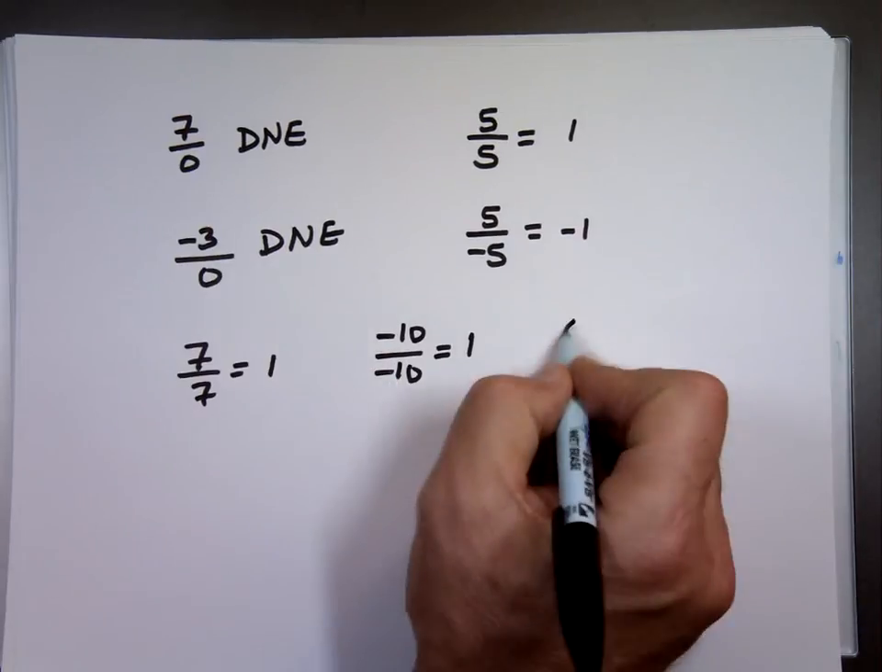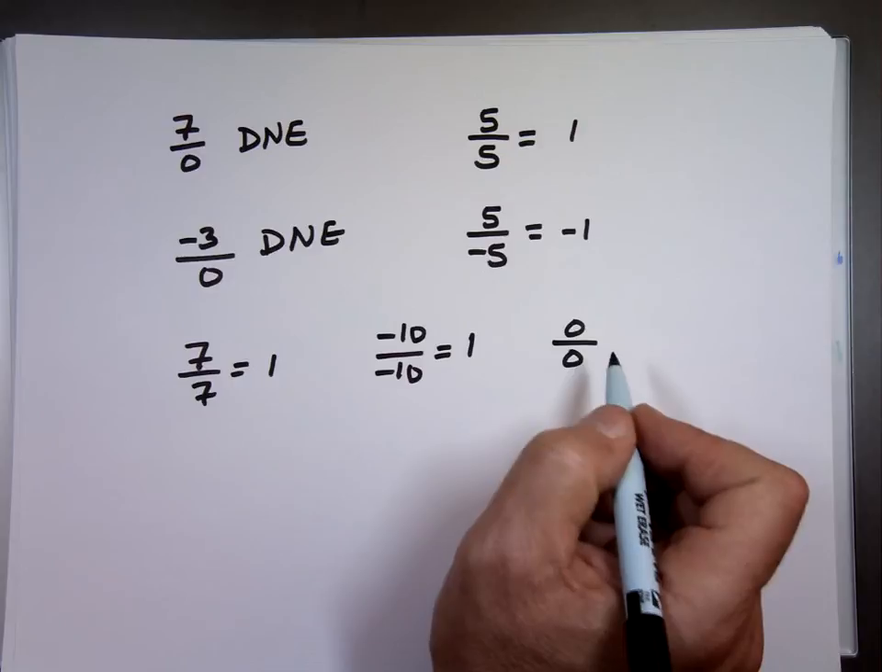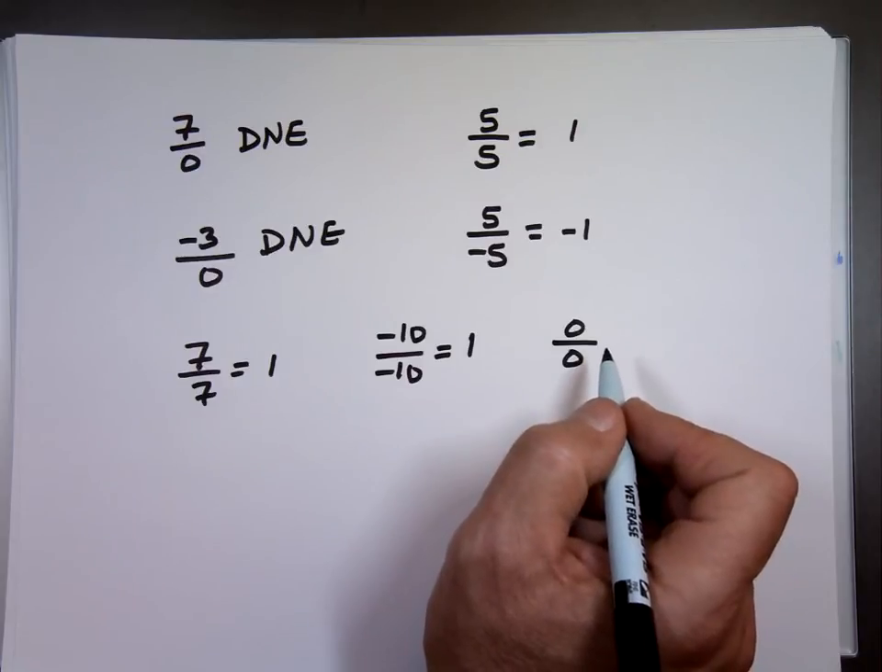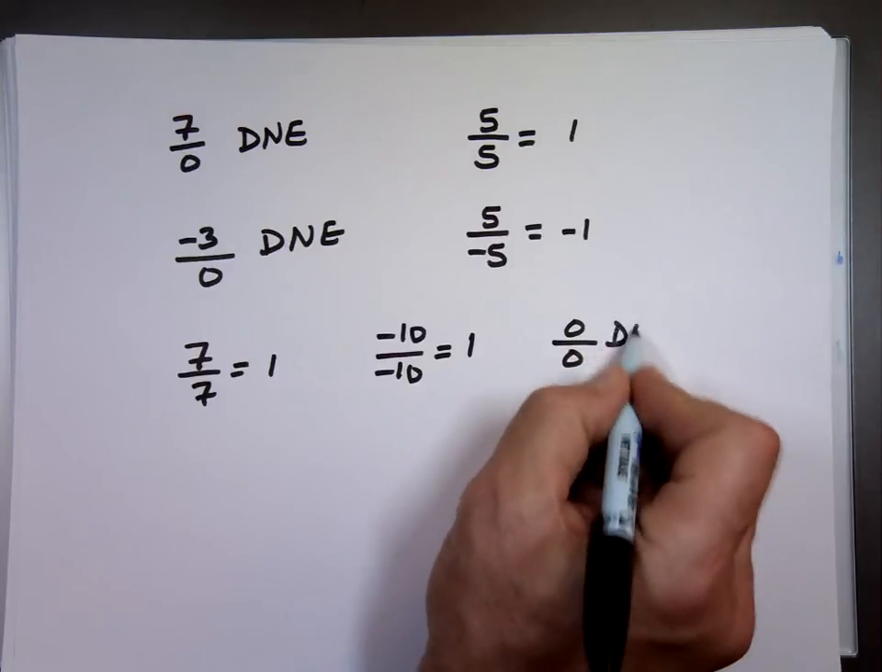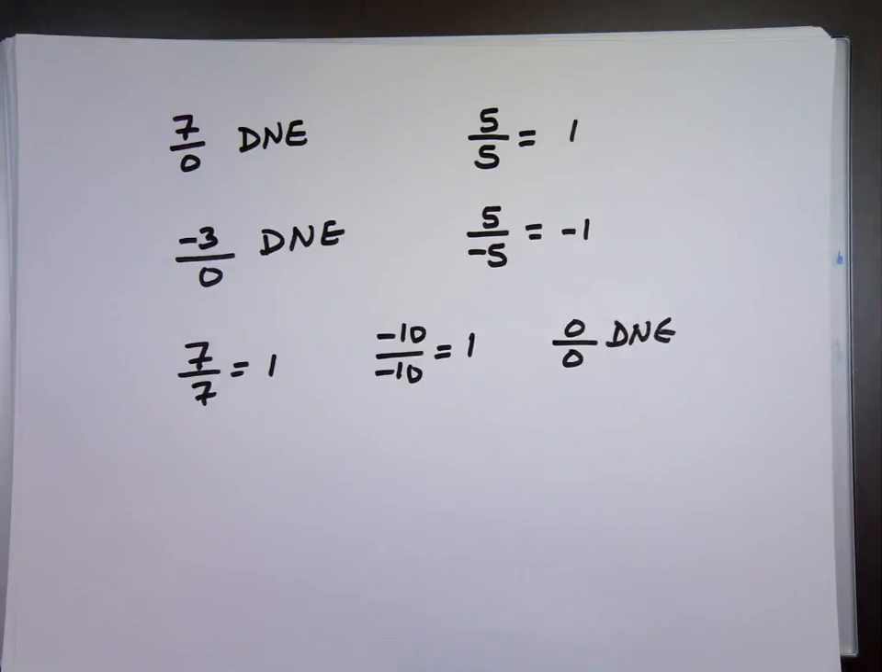0 over 0. Does not exist. Can't have 0 on the bottom. Doesn't matter what the top is. Does not exist. Can't divide by 0. So if you see these, you got to be careful with them. Couple more things, then we're done.